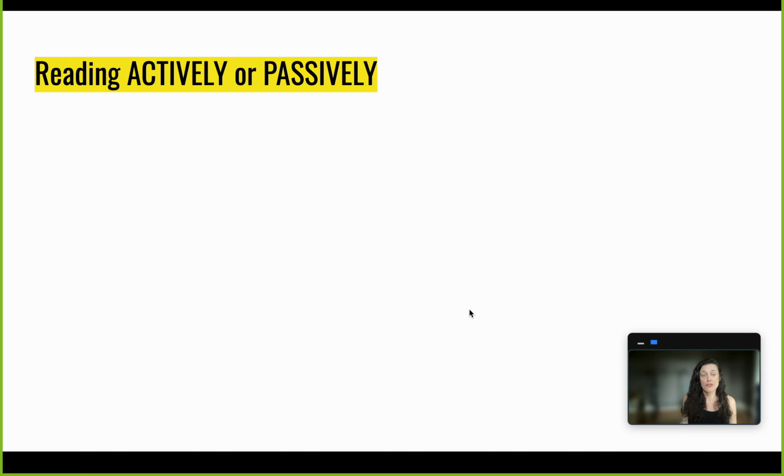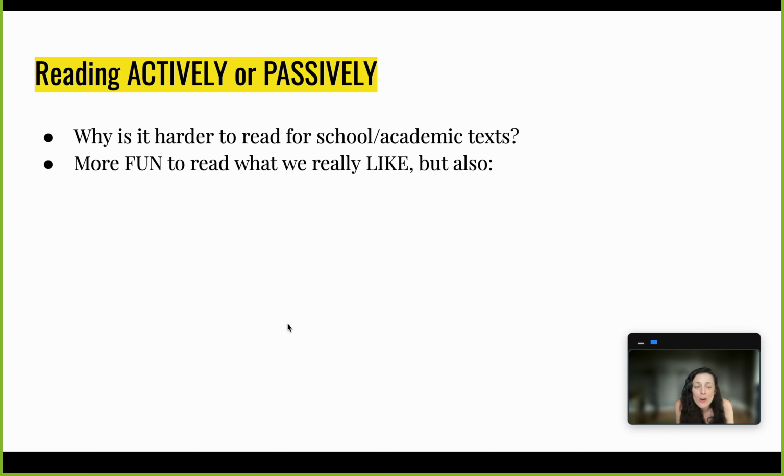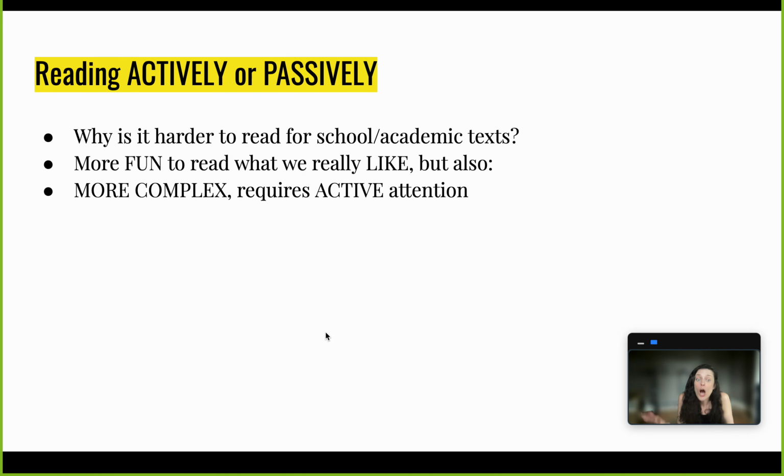So first off, there's a difference between reading actively and passively. Why is it harder to read for school? Well, easy. One, we want to read what we want to read. And when someone tells us what to read, it's kind of a drag and it takes all the fun out of it. However, there's another reason that it's hard to read for school. It's because these are complex texts. They require you to be active, totally engaged.